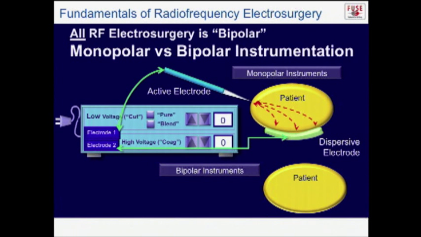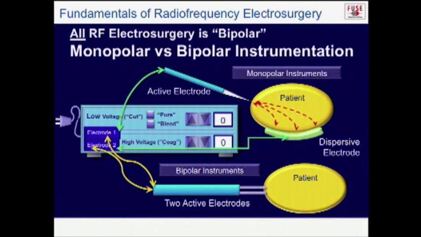Now, in a bipolar instrument, what happens? Here's our same patient. We don't need a dispersive electrode because both electrodes are in the hand instrument that we're using. In this case, they're both active, and the only part of the patient that's involved in this circuit is that between the tines. And this explains why there are greater opportunities for current diversion and complications with monopolar, because the whole patient is between the two electrodes.